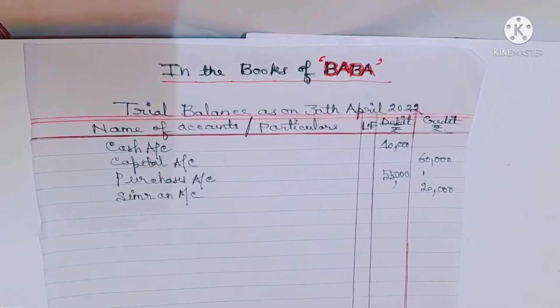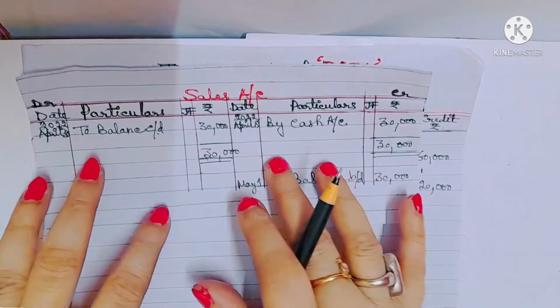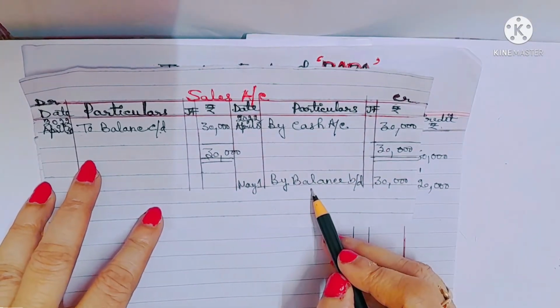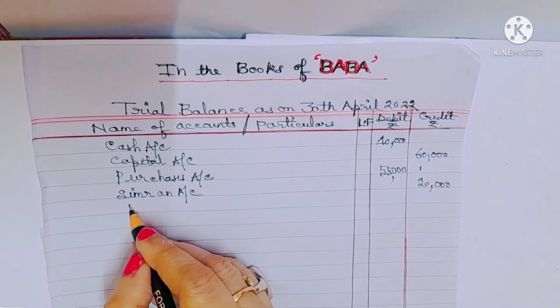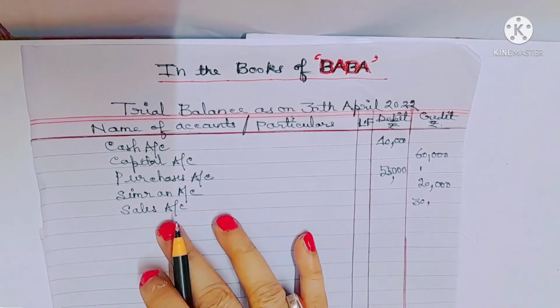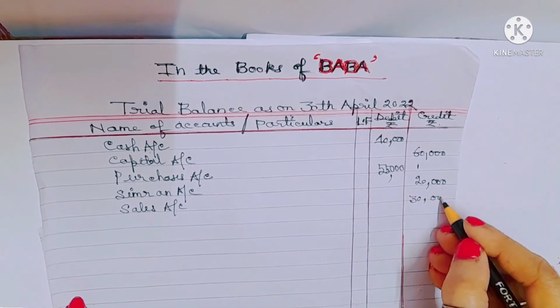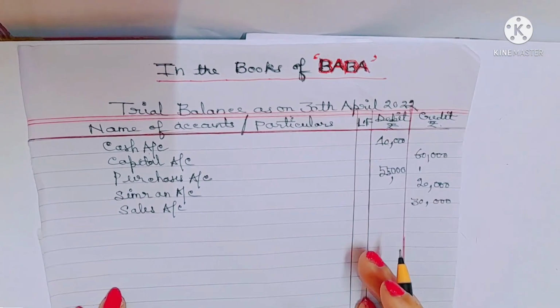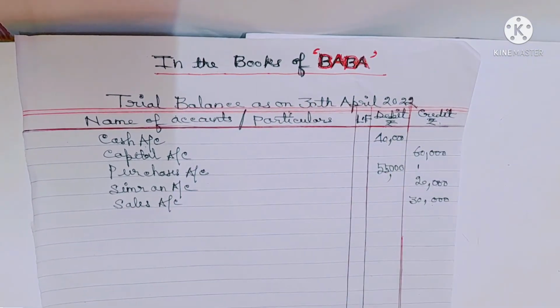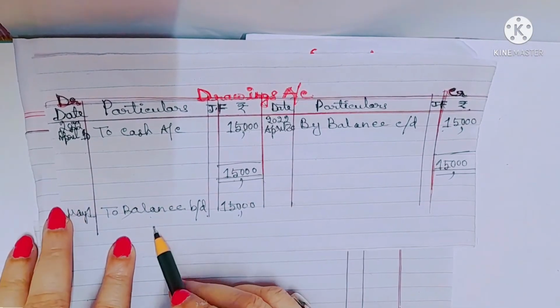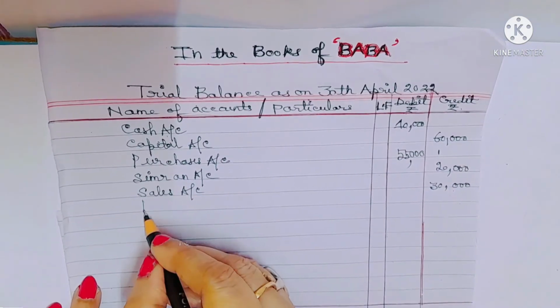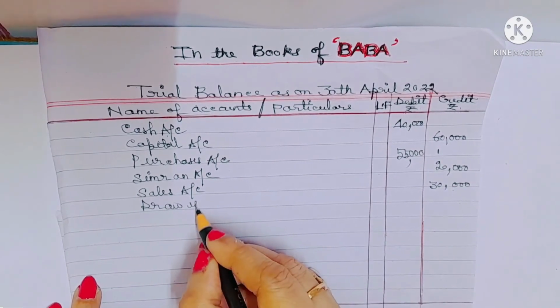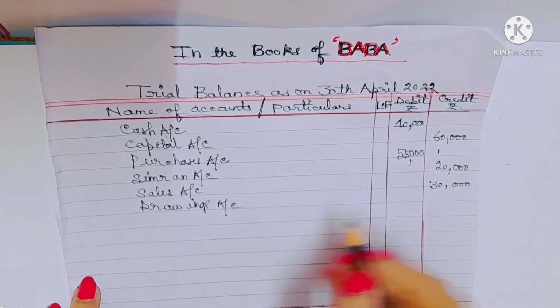Next, sales account. Is it a debit balance or a credit balance? Sales account is a credit balance. It's written under credit, 30,000. Where will we write the sales account amount? In the credit column, since it's a credit balance. Debit balance in the debit column, credit balance in the credit column. Understood? Then what is next? Drawings account. Drawings account is a debit balance, under debit, by 15,000.